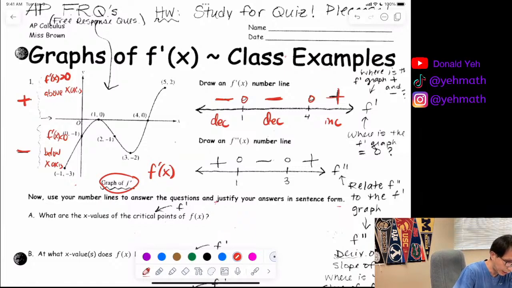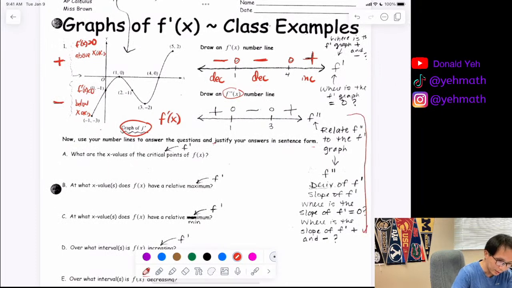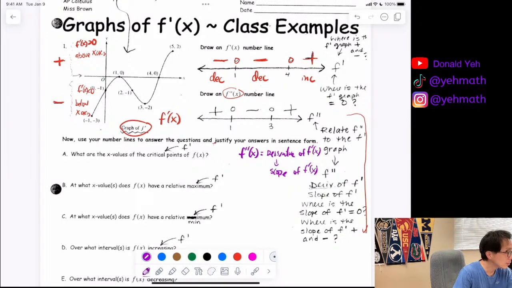Now I'm going to check f double prime of x. Look here, it says related to f. F double prime is related to the graph of f prime. So f double prime is the derivative of f prime, which is the slope of f prime. Where is the slope of f prime equal to 0? Where is the slope of f prime positive and negative? Remember, f double prime of x is the derivative of f prime of x, also known as the slope of f prime of x. Slope is positive, slope is negative, and that's how you draw a number line. So in this region the slope is positive. Does that make sense? So this is positive.